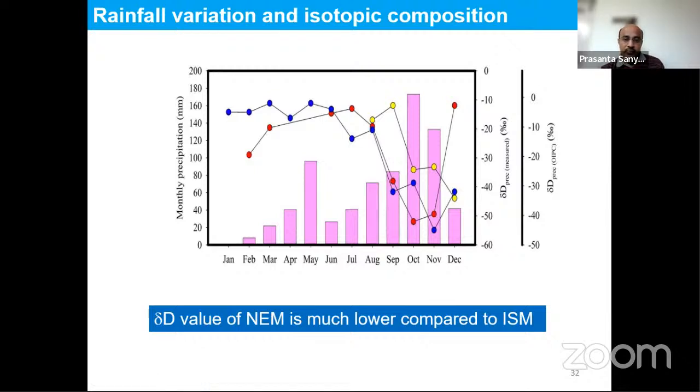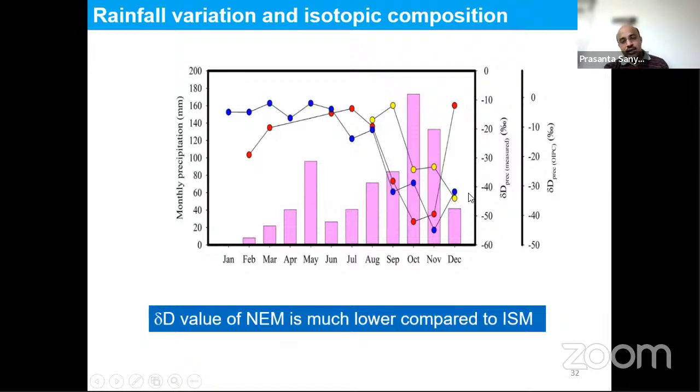There are papers which suggested that the moisture is actually derived from the Western Pacific, and because of the long distance transport, the water vapor you get in this area is depleted in heavier isotope. Now, this data is from Chennai, which is a little away from our study site.